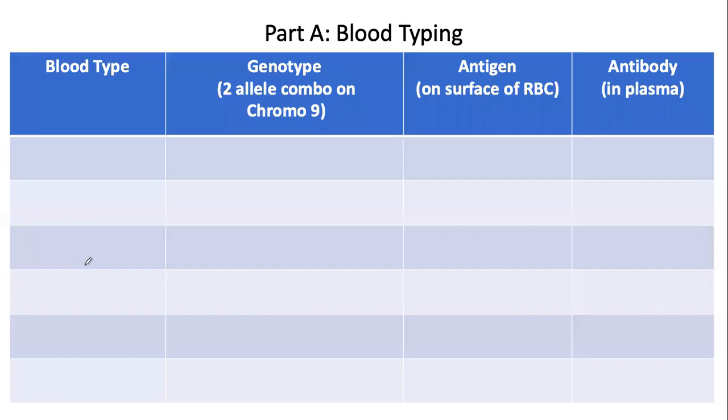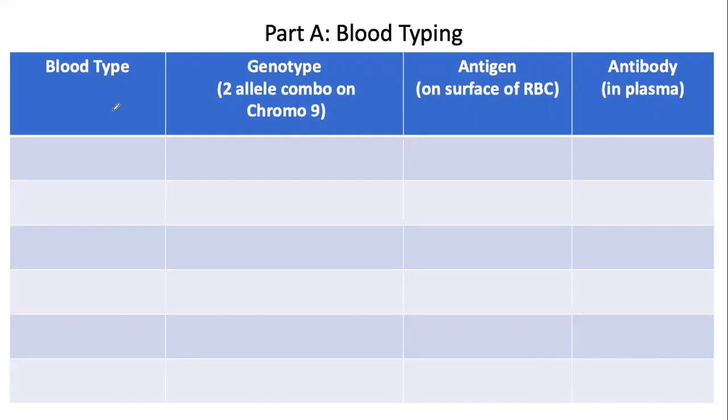Okay, so the first thing is blood typing. I covered this briefly in lecture because I really want to explain it in lab. All right, so first off, does anyone know their blood type? Okay, so what's your blood type? All right, so what exactly does that mean? So for example, my blood type is A positive.